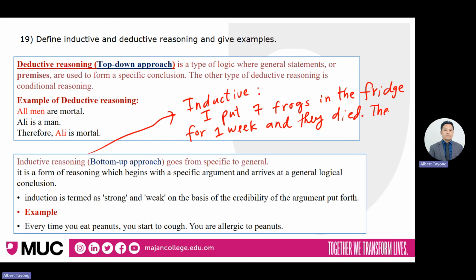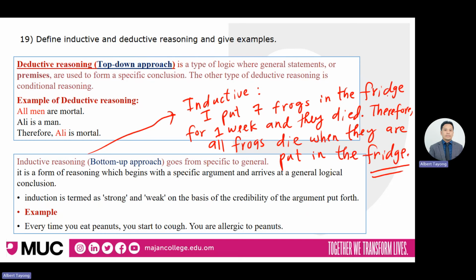And then you conclude, therefore, all frogs die when they are put in the fridge. Guys, this is just an example. Don't do this. Okay? I'm just trying to give you a specific here for you to understand.